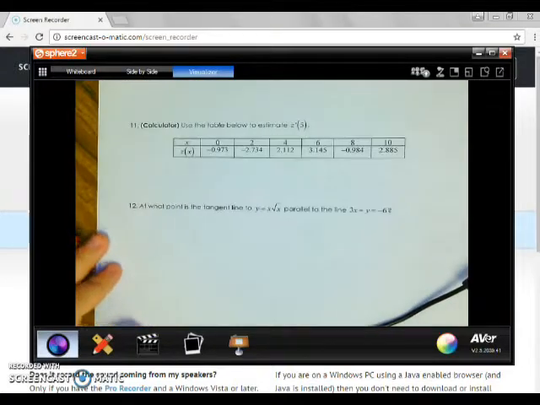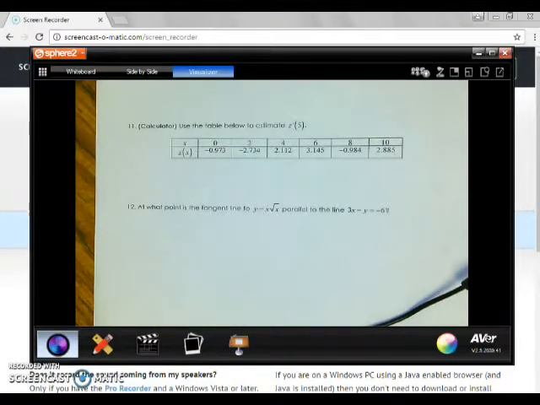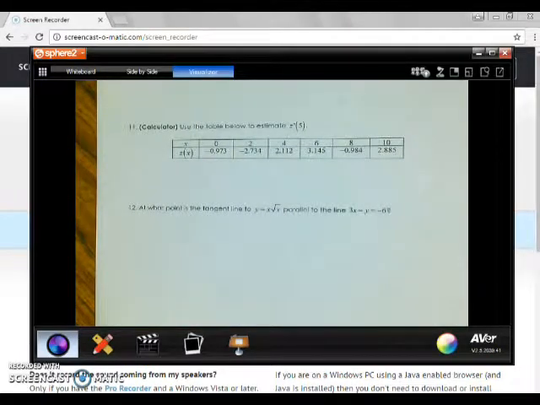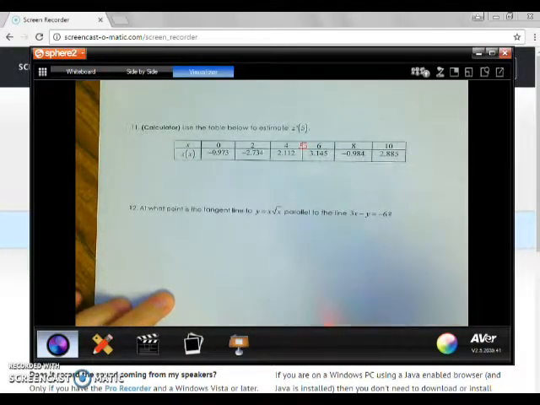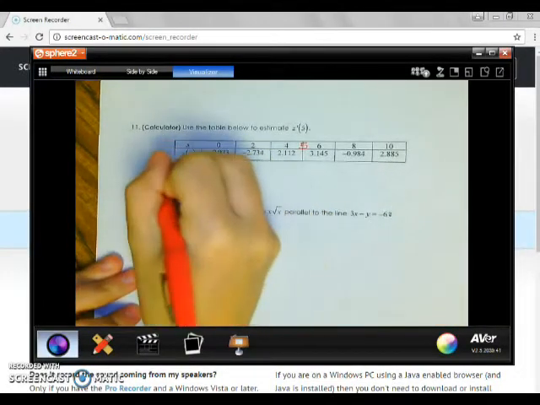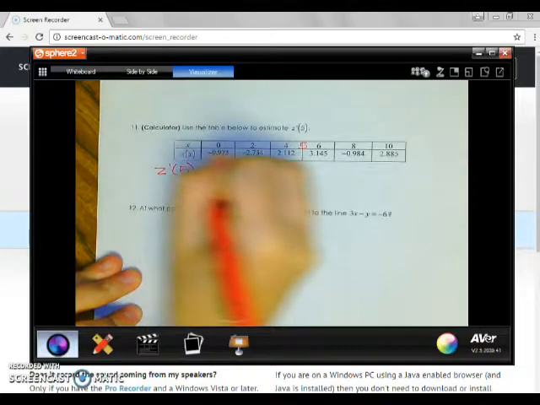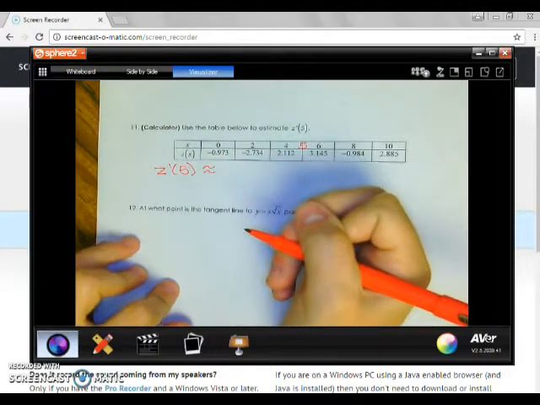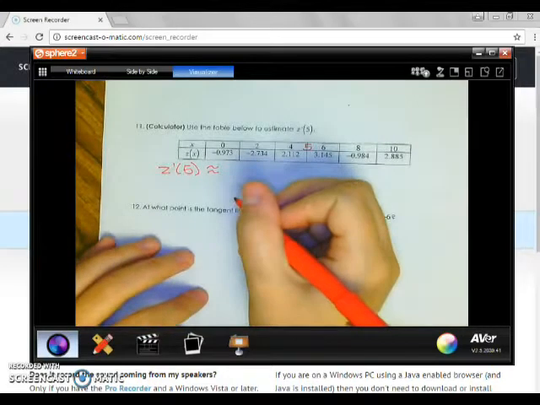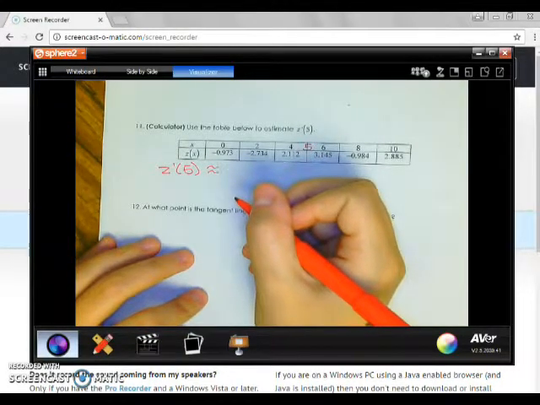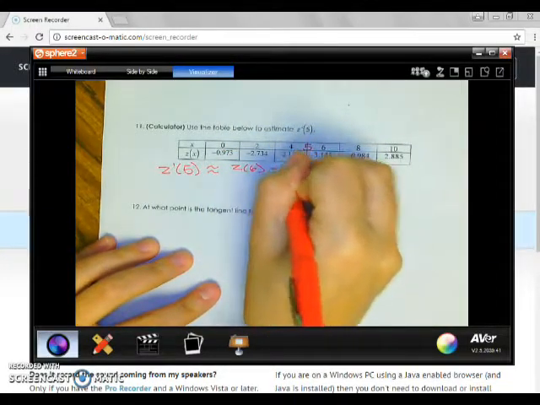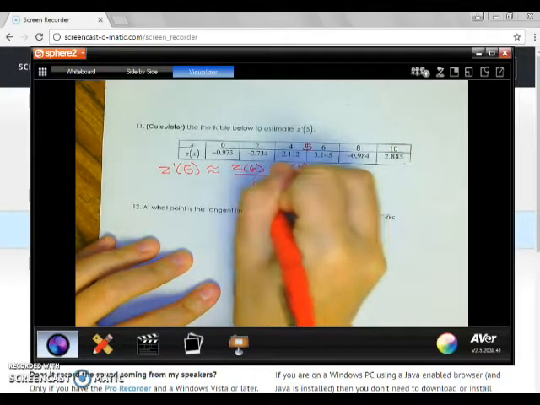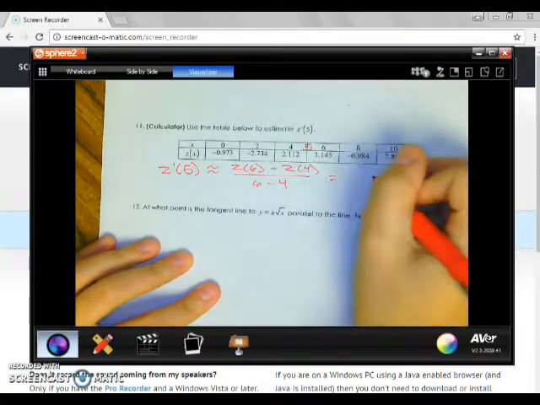Okay, and for number 11, we're trying to estimate the derivative of 5. So notice here that we are given the table, and if it says estimate, that's exactly what you're going to do. See how here 5 would fit between these two? So that means I would say that the derivative at 5 is going to be approximately z of 6 minus z of 4 all over 6 minus 4. Okay, so z of 6 minus z of 4 all over 6 minus 4. And you're just going to grab those numbers straight from there.